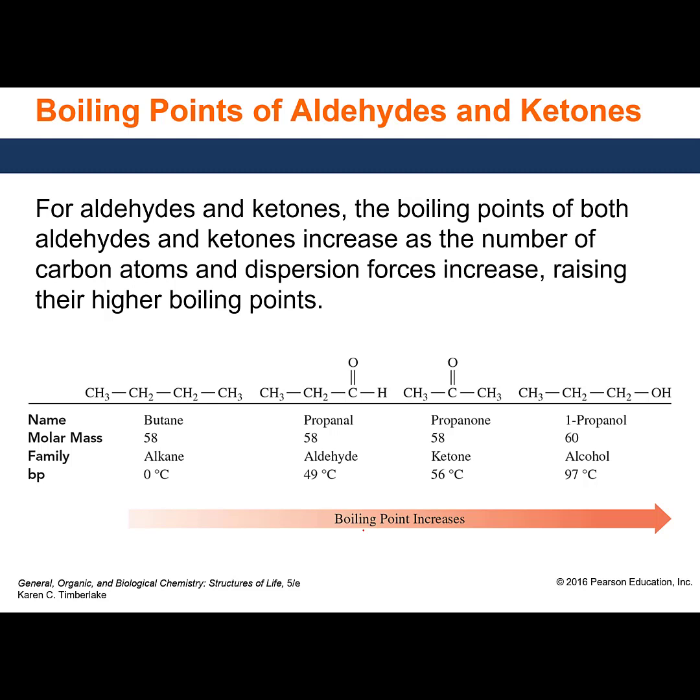So you can see the boiling point increases, though, even in this case, we've got butane, which of course is 4 carbons long. We've got propanone here, which is only 3 carbons long, but about the same molar mass. Propanone, a slightly higher boiling point, and then alcohol of about the same mass is a much higher boiling point.